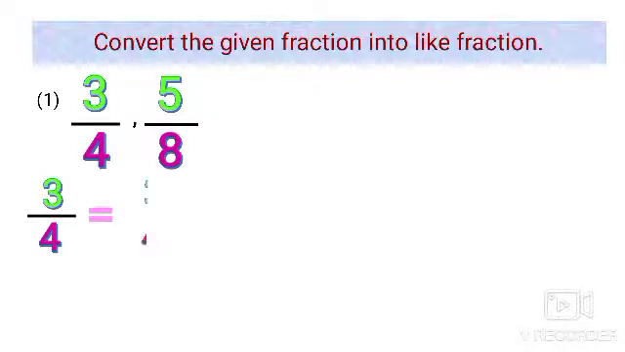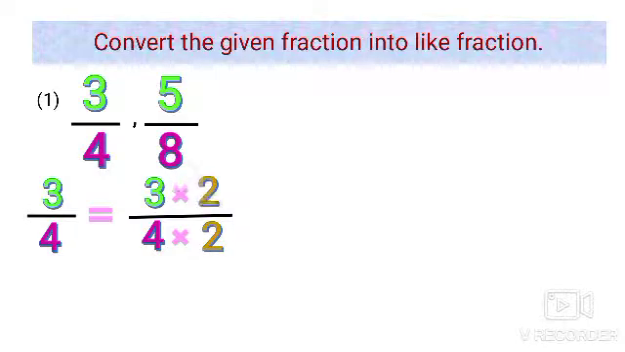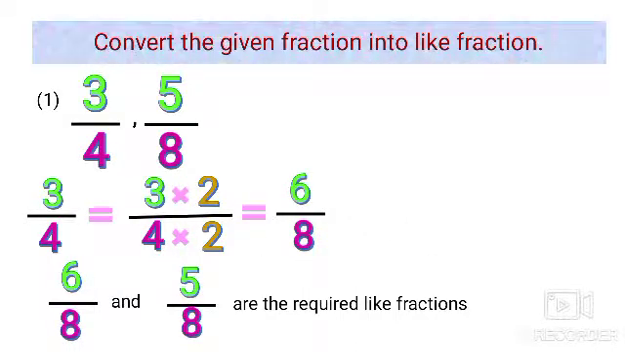So what I am going to do here is write the fraction 3 upon 4 and multiply 4 with 2. So I will get the answer as 8. But what is our equivalent fraction rule? Whatever operation you do in the denominator or numerator, the same you have to follow. So if I multiply 4 with 2, I have to multiply 3 with 2 also. So here my answer will be 6 upon 8. If you compare this 6 upon 8 and 5 upon 8, these are like fractions. I hope you understand this, student.